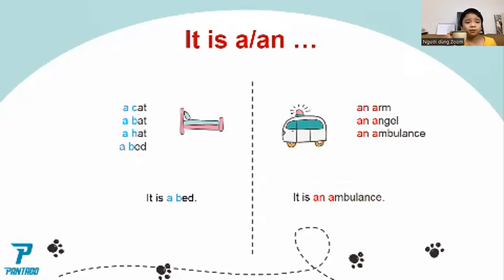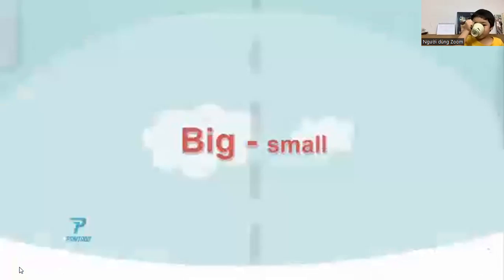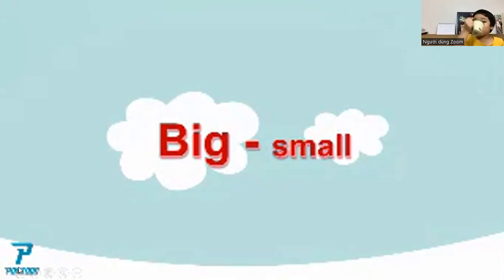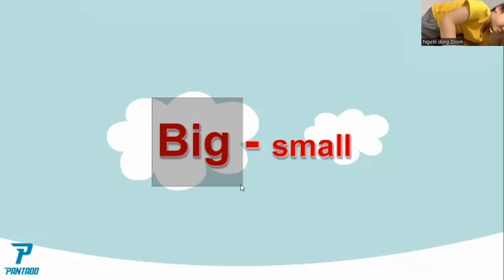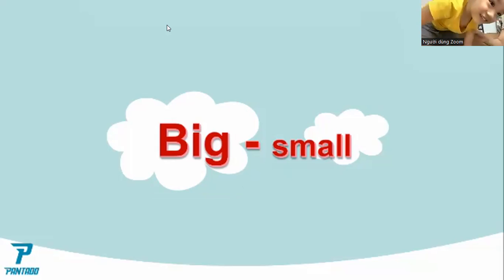Ambulance. Very good. Okay, so now Seiko, let's proceed with big and small. When we say big, it looks like this. It's big. Okay, when we say small, it's just little. Okay. You say big. Okay, when we say big, it looks like this one. Yes, okay, take your time.